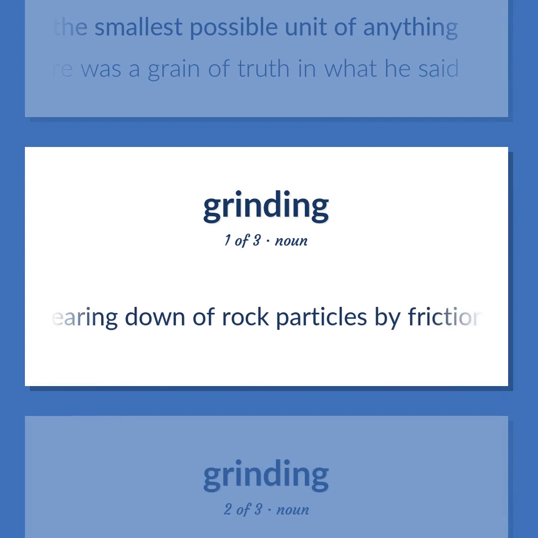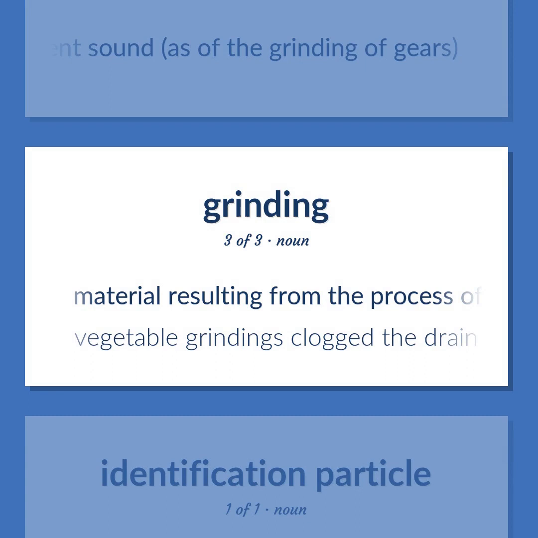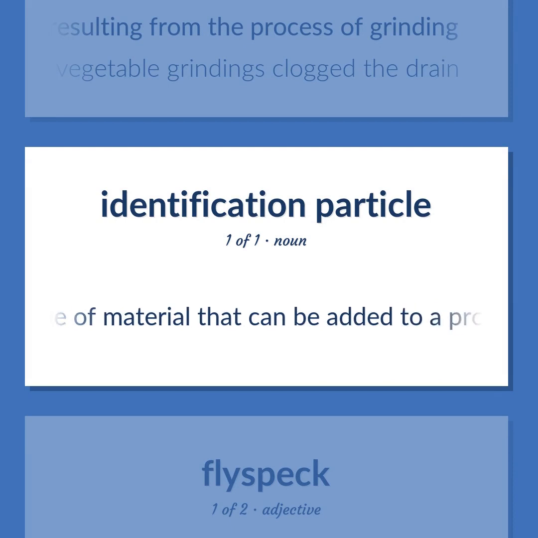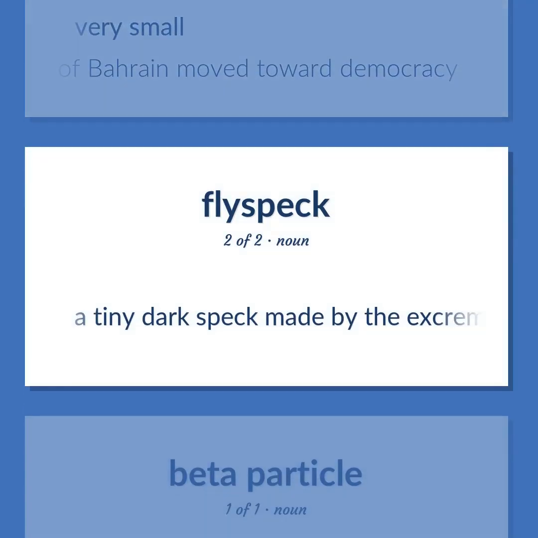The wearing down of rock particles by friction due to water or wind or ice. A harsh and strident sound, as of the grinding of gears. Material resulting from the process of grinding. Vegetable grindings clogged the drain. A tiny particle of material that can be added to a product to indicate the source of manufacture. Very small. The fly-speck nation of Bahrain moved toward democracy. A tiny dark speck made by the excrement of a fly.